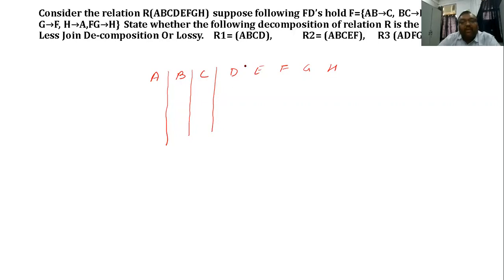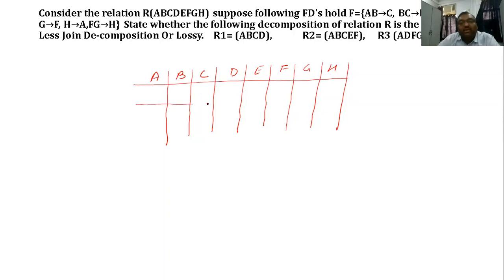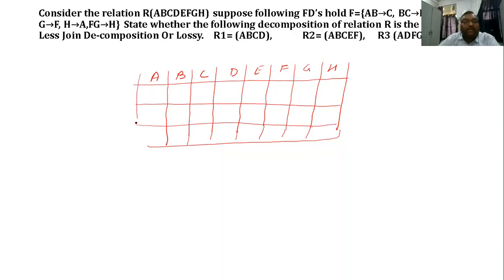Now how many rows in this matrix? The number of rows in this matrix is the number of decompositions, right? So how many decompositions? There are 3 decompositions: R1, R2 and R3. So we can write over here R1, R2, and R3.